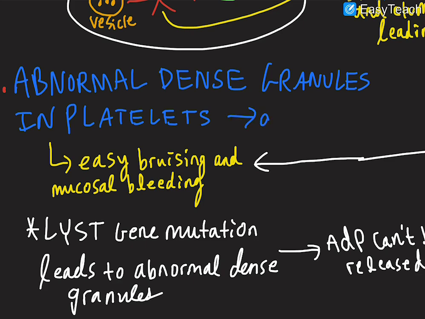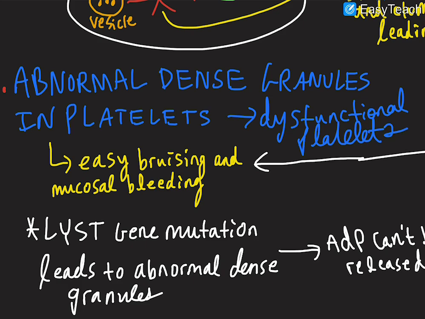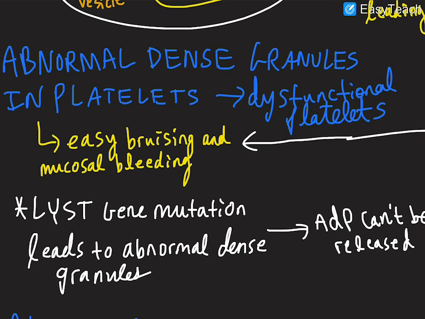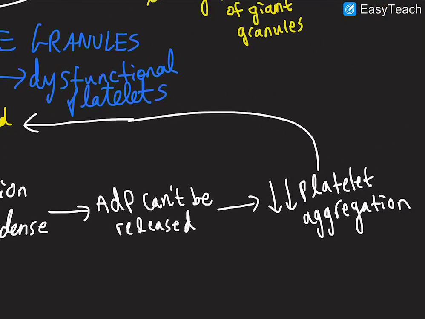So this leads to dysfunctional platelets because now you can't really release what you have in your granules, so you can't clot blood properly, right? Or you can't form that platelet plug properly. So that means you're going to have easy bruising and mucosal bleeding, okay? Because you have platelet dysfunction.